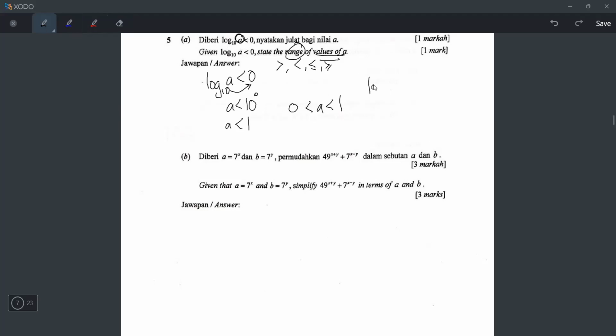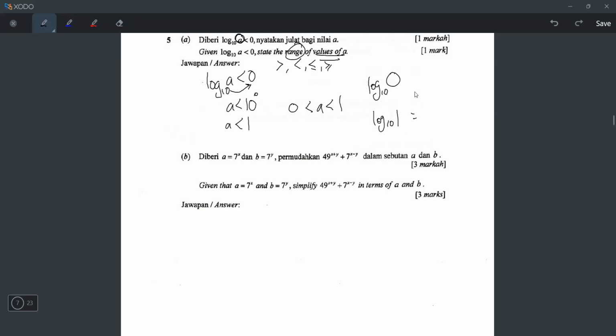Then what about 0? What if this is 0 then? What will happen if this is 0? Okay, you can try with your calculator. What happens when you log 10, 0? Let's try. Log 10 and then you get math error also, right? So it means that this a cannot be 0 also. So it must be bigger than 0, but smaller than 1. So that's the answer. Okay.